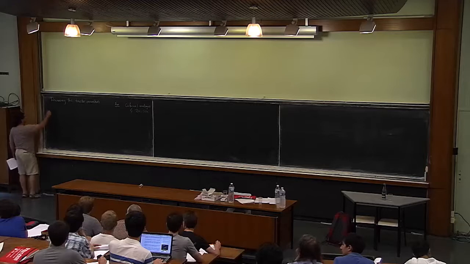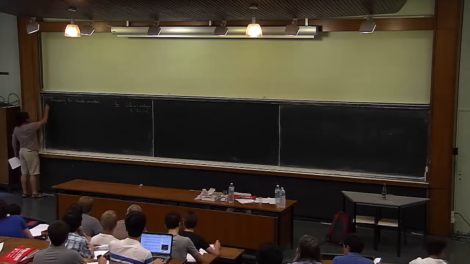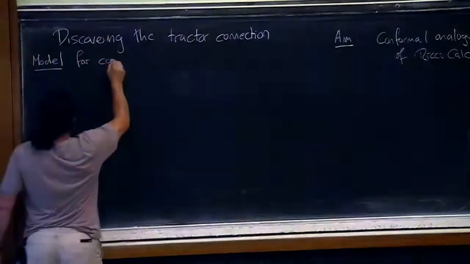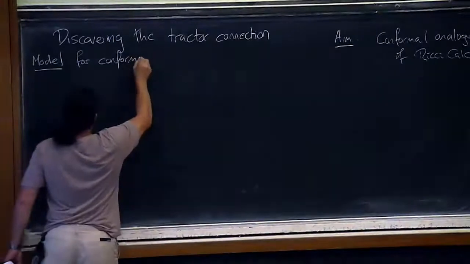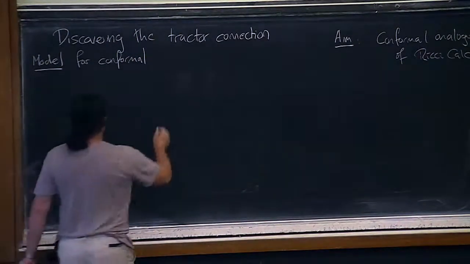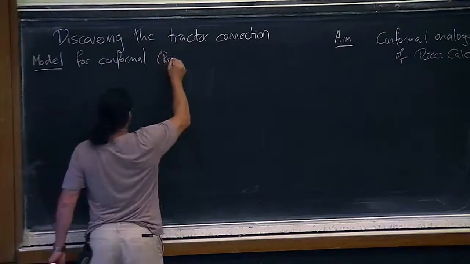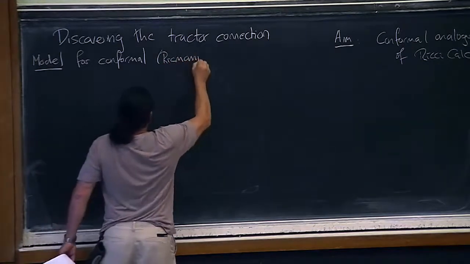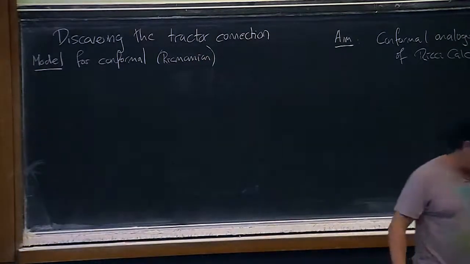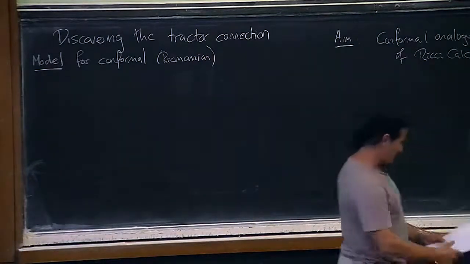So what I want to talk about is the model for conformal geometry. First, because then one sees how this should arise. I'll do the Riemannian signature version. Doing it in other signatures is not a big deal, but drawing the pictures is more complicated.